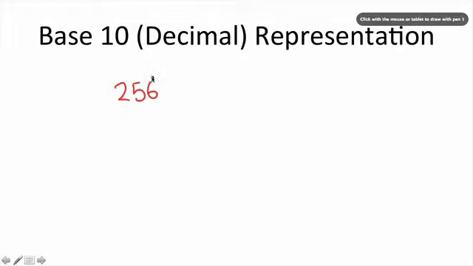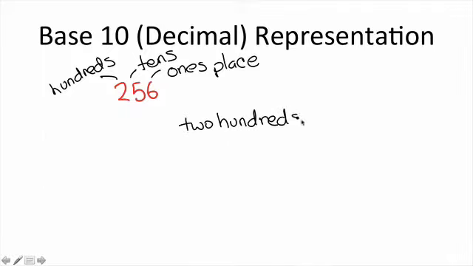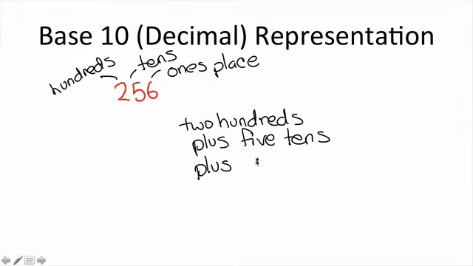Okay, so base 10 or decimal representation, you might represent a number like, for example, the number 256. And of course, this is the ones place, this is the tens place, and this is the hundreds place. Okay, so this number is 2 hundreds plus 5 tens plus 6 ones, and you may already be able to guess why I chose this particular number to represent.